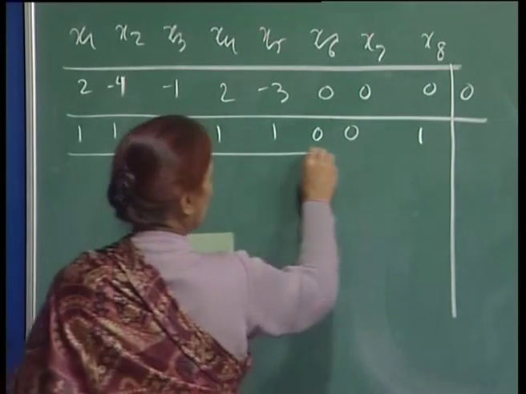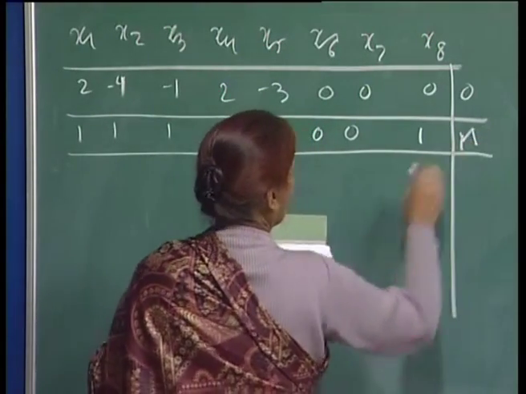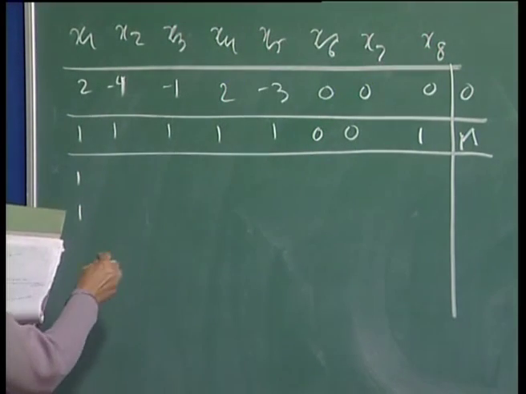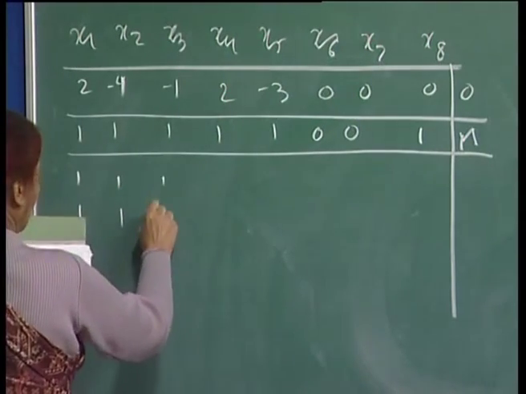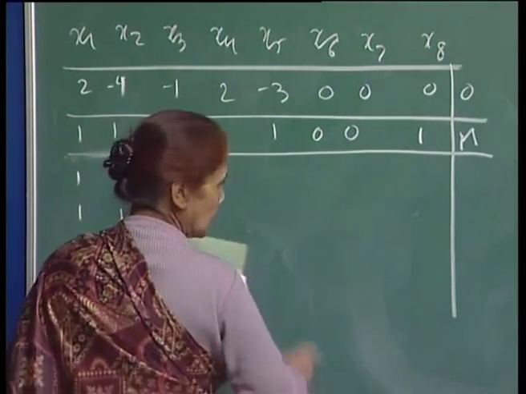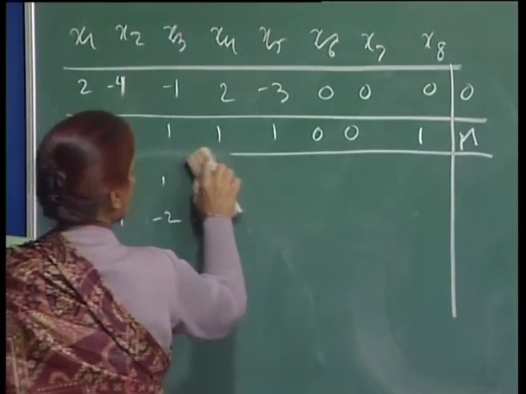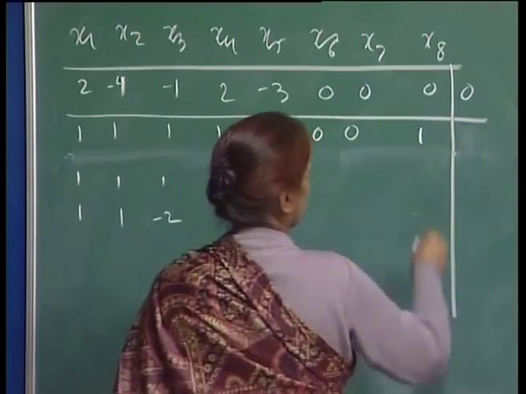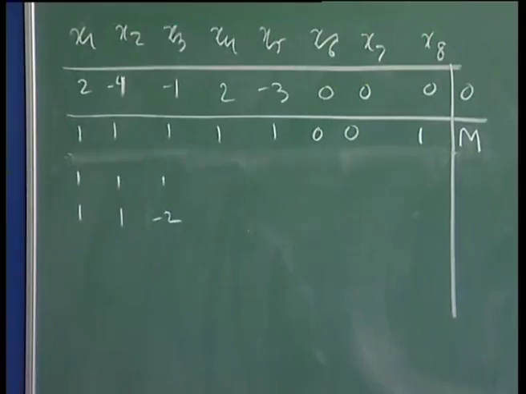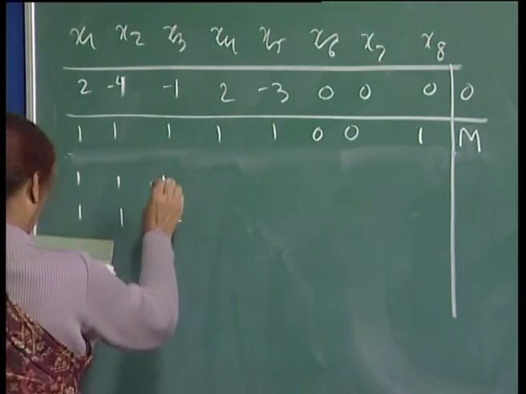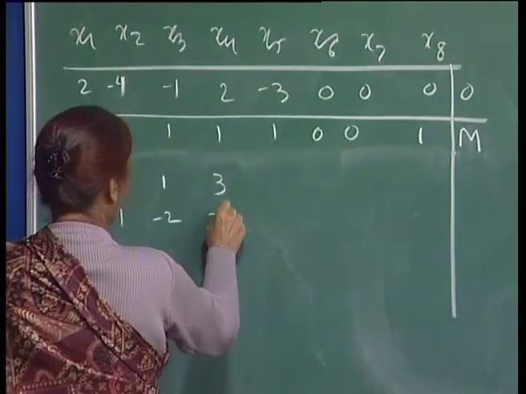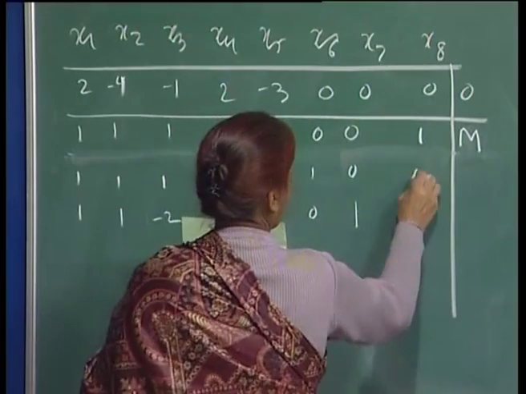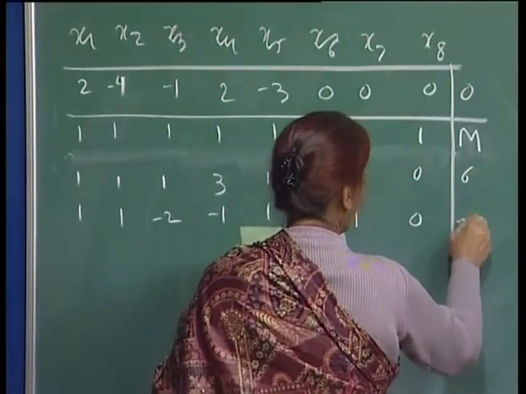You are adding a slack variable x8, and then this is M, a very large number. Now you write down the constraints, which are 1, 1, 1, 1, 1, minus 2. I shouldn't have written this, it is not needed, because I am treating this as a constraint. Then 1, minus 2, 3, minus 1, 1, 1, 1, 0, 0, 1, 0, 0, and this is 6 and minus 3.